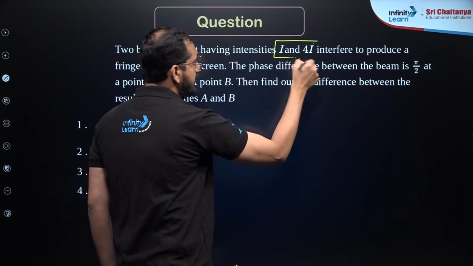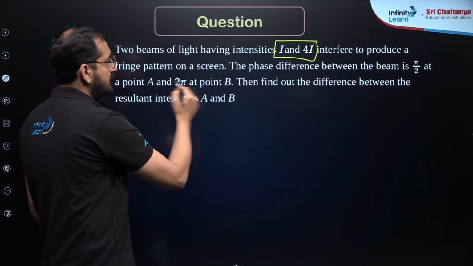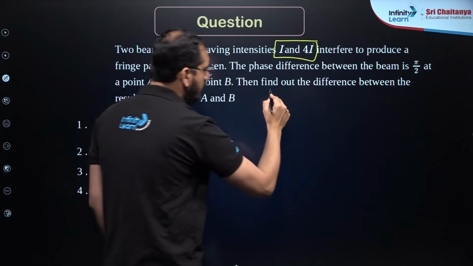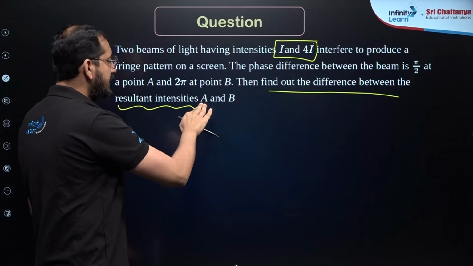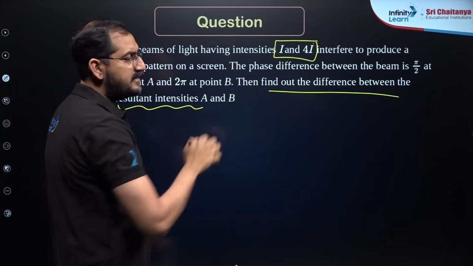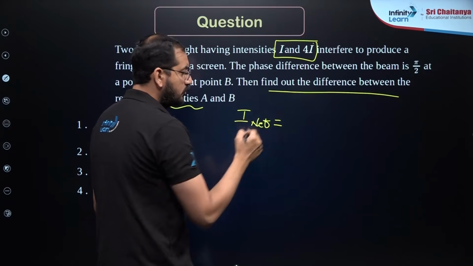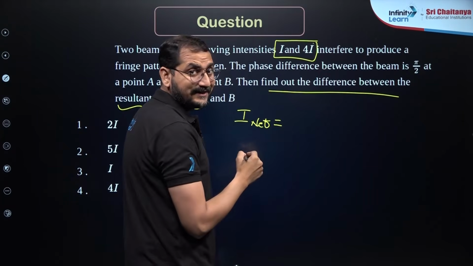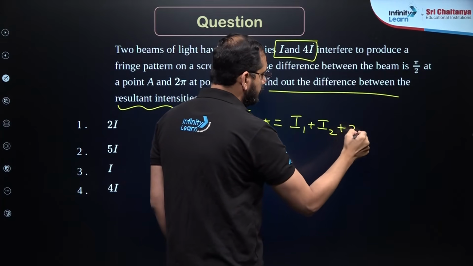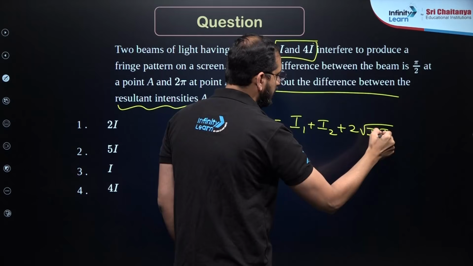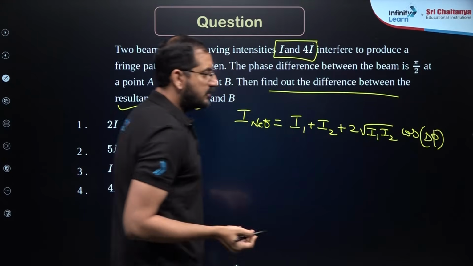Here we have two intensities, I1 and I2. We want to find out the phase difference between the resultant intensities at point A and B. At A and B, we know what the phase differences are. We need to figure out a formula which can give us the total intensity. So the total intensity I net will be equal to I1 plus I2 plus 2 root over I1 into I2 times cos of change in the phase.